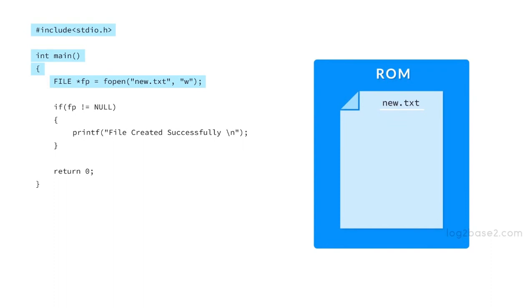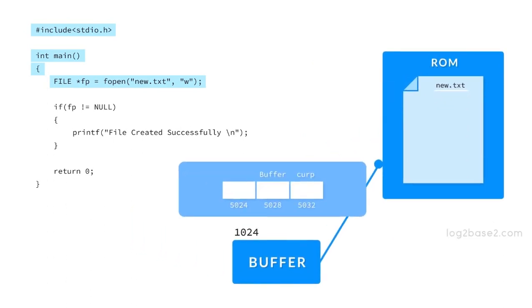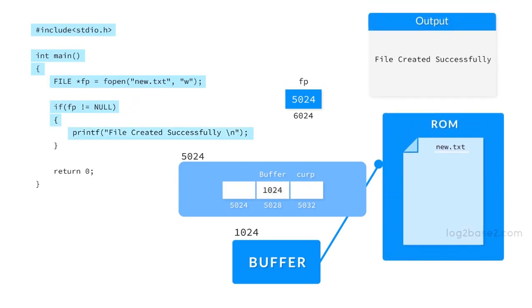Here, new.txt will be created and a buffer is attached to that file. The buffer address 1024 will be placed here, and fopen will assign the file structure address 5024 to file pointer fp. If fopen is unable to create a file, it will return NULL. So if fp is not equal to NULL, we can understand that file creation was successful.